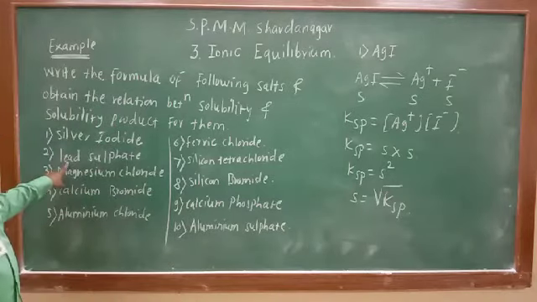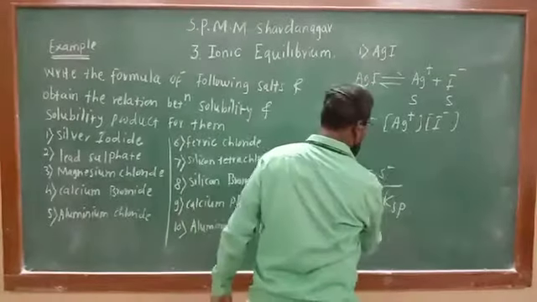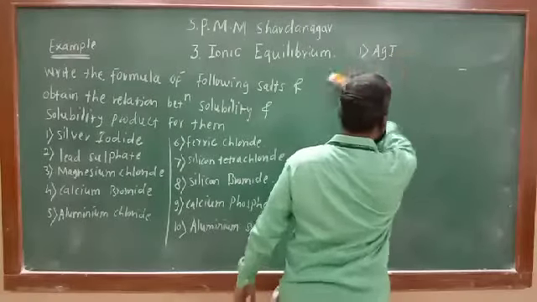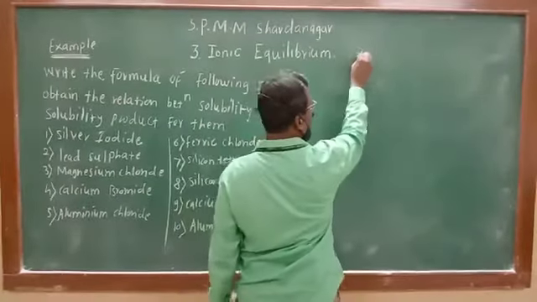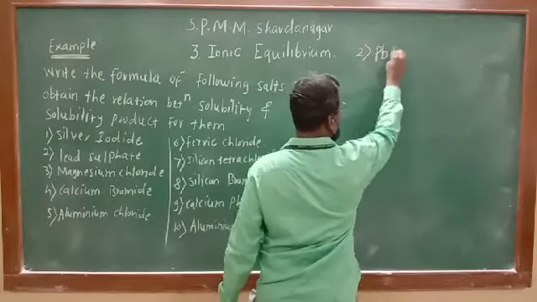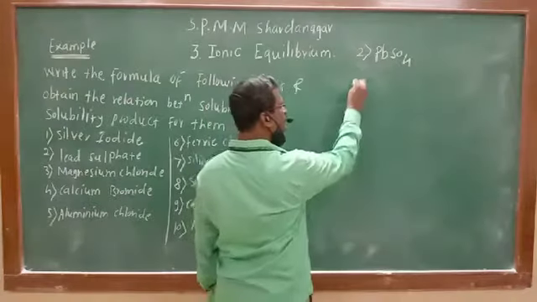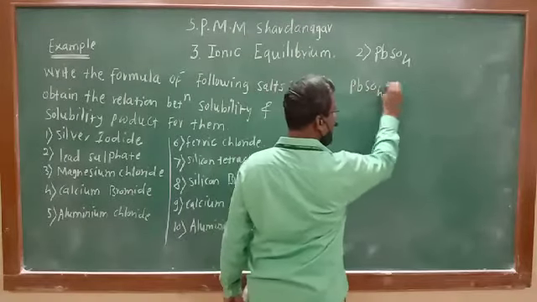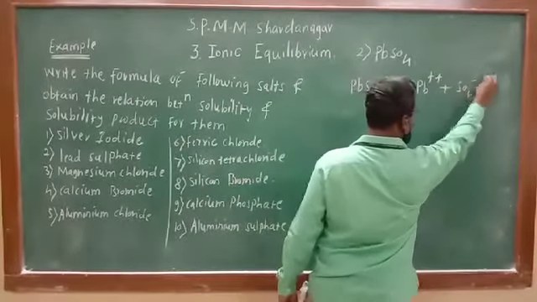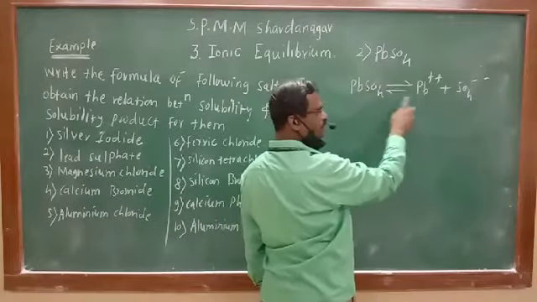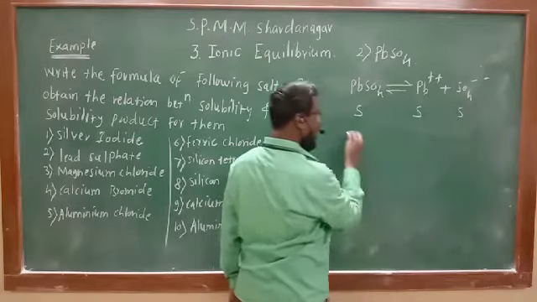Now second, lead sulfate. See it one by one. The second salt is lead sulfate. Just now we have seen the formula of lead sulfate: Pb 2+, SO4 2−, PbSO4 is the formula. On dissociation, PbSO4 gives Pb2+ and SO4 2−. If this is 1, this is 1, this is also 1. If this is S, this is S, this is also S.